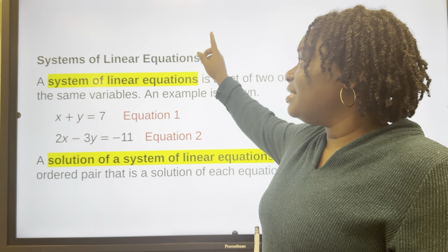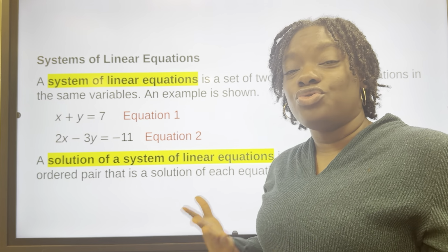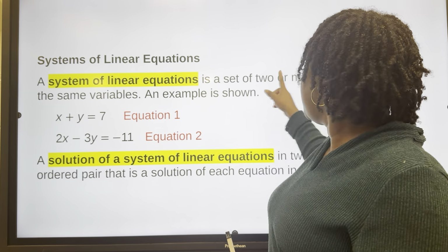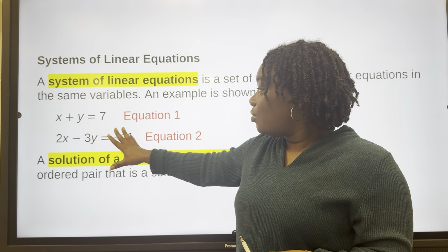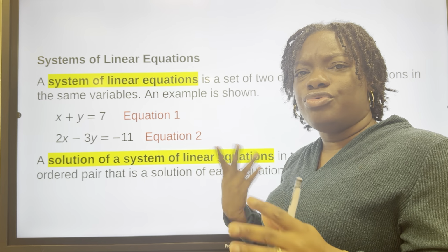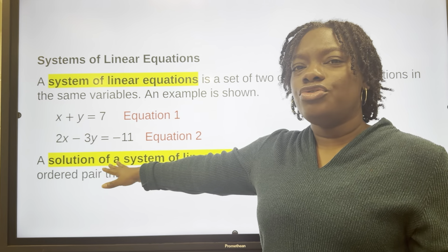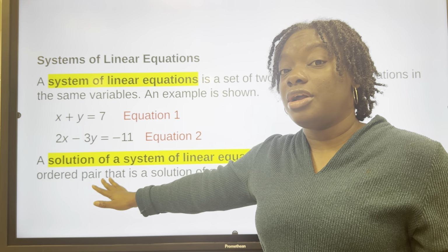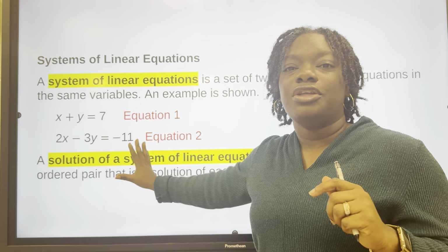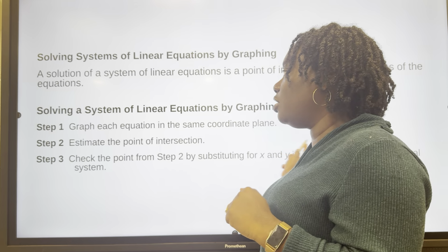Remember, a system of linear equations is just two or more equations that have the same variables. We touched on those already when we looked at substitution, so this is just a refresher. How do we know if it's a solution or not? It must be true for both equations. I'll put the link for those videos in the description section.